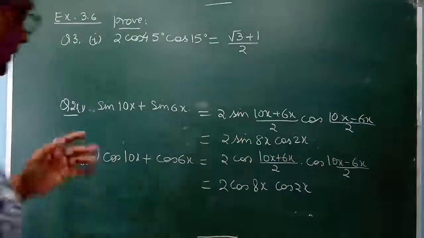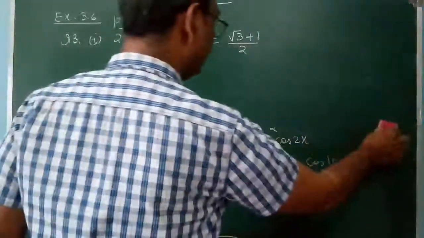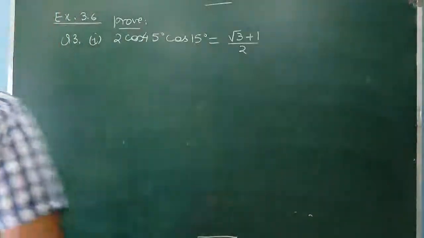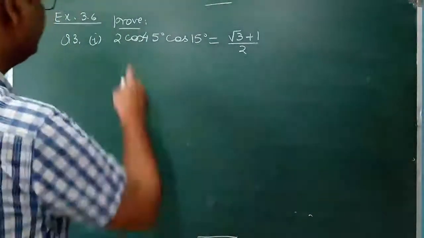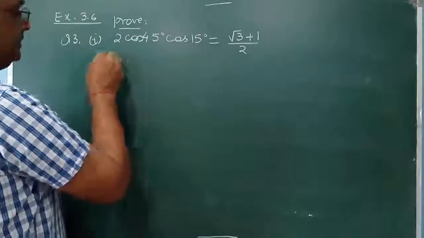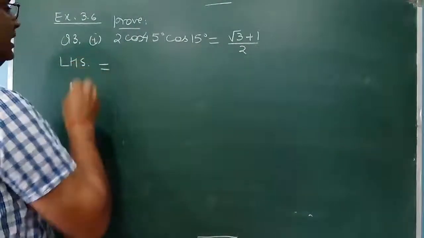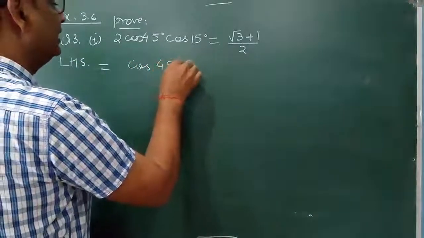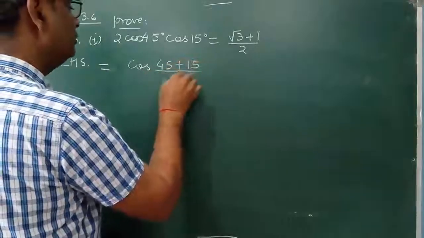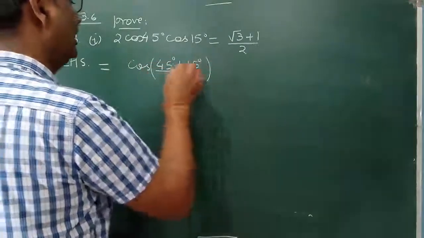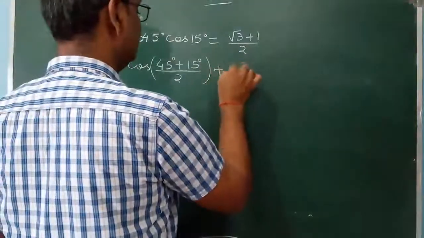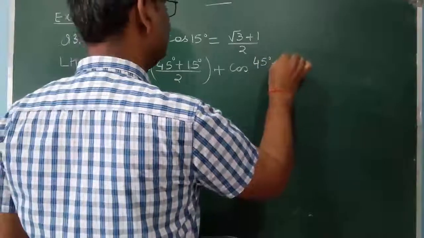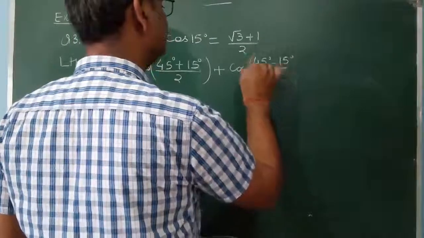Now we have to use the formula for 2 cos A cos B. The formula is cos(A plus B) plus cos(A minus B). So here the formula for this one will be LHS. We can write LHS equal to cos((45 plus 15) by 2) degree, plus cos((45 minus 15) by 2).